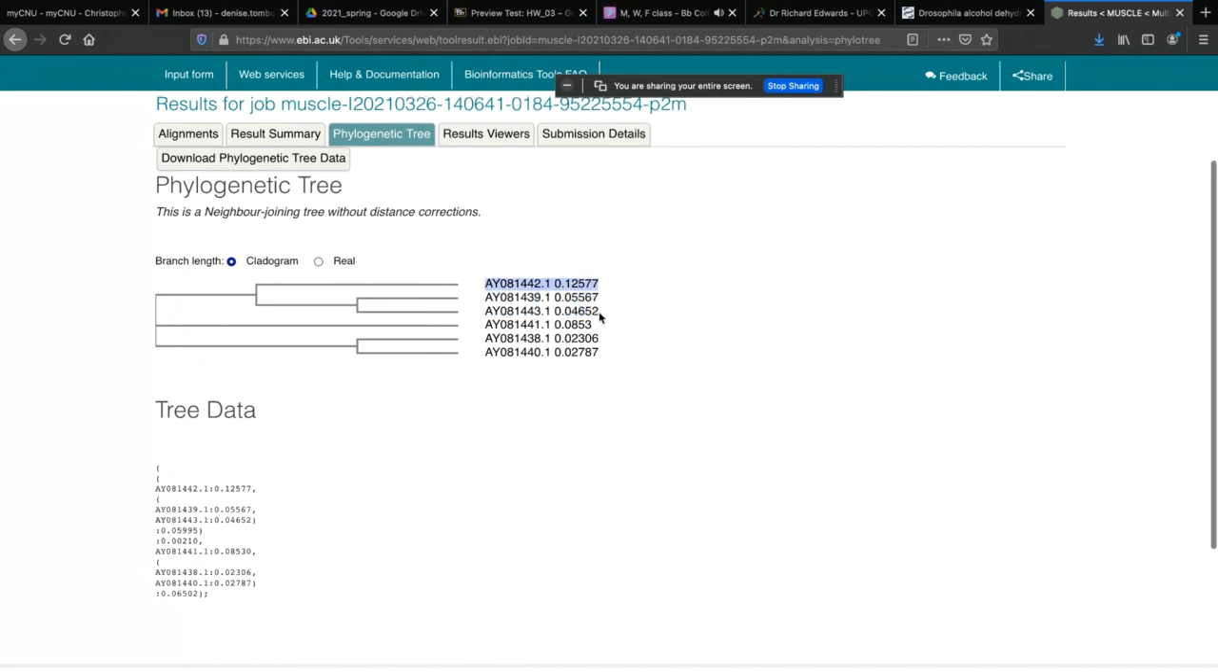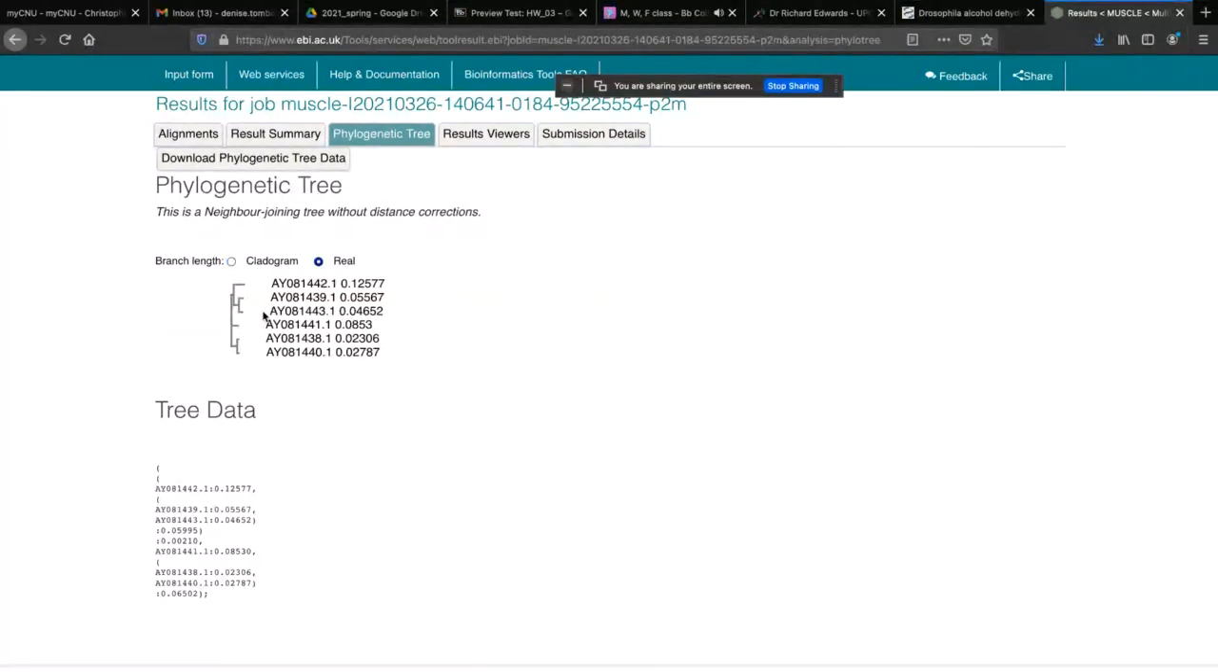Okay, so these two are more closely related to each other, and then this one branches in. So the way you interpret phylogenetic trees, you look at the nodes, and then you start going further and further from the labels of your entities. Okay, so let's look at the real tree.